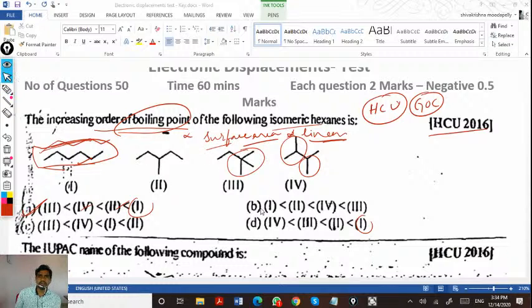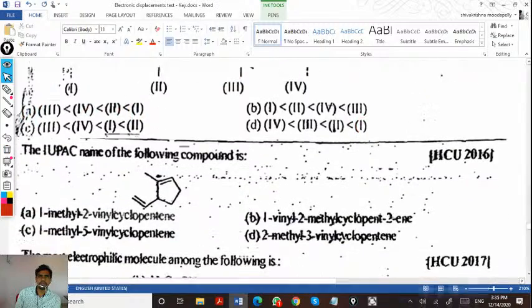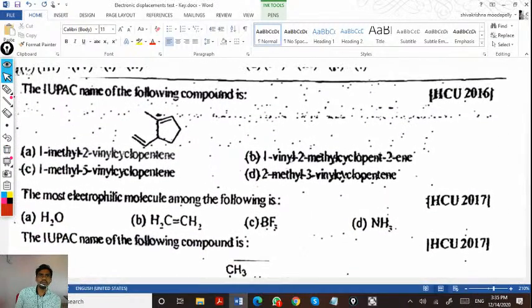Okay. So let's look into the next question. Here it is a question about the IUPAC name. It is a vinyl group and this is methyl. Generally, for cyclic compounds, it must be clockwise numbering. So I must start with the olefin: 1, 2, 3, 4, 5. So it is 1-methyl and 5-vinyl cyclopent-1-ene. So option C is correct.